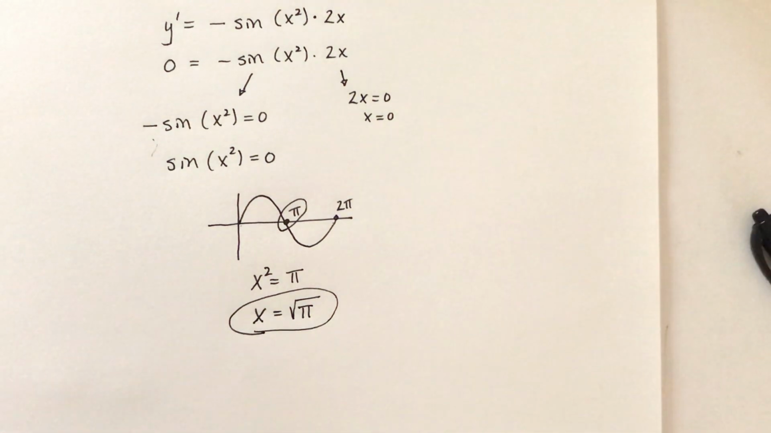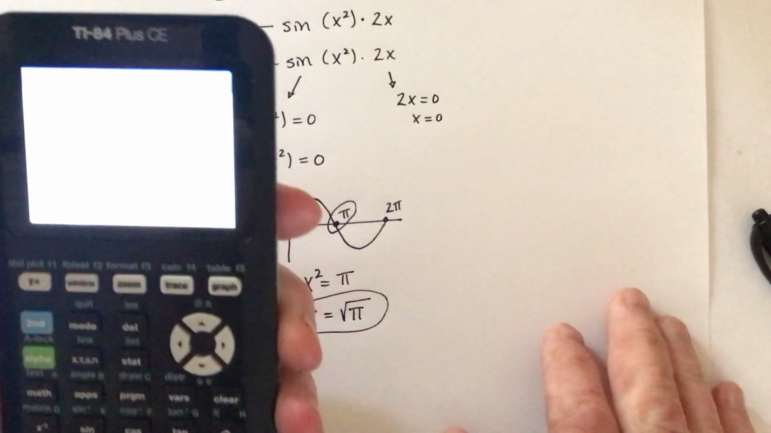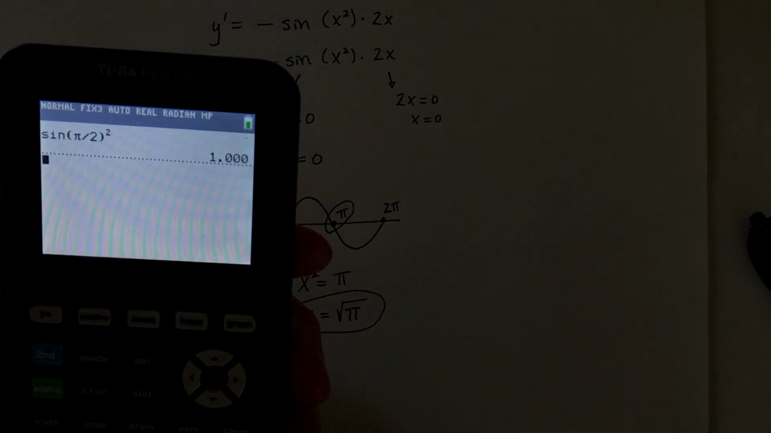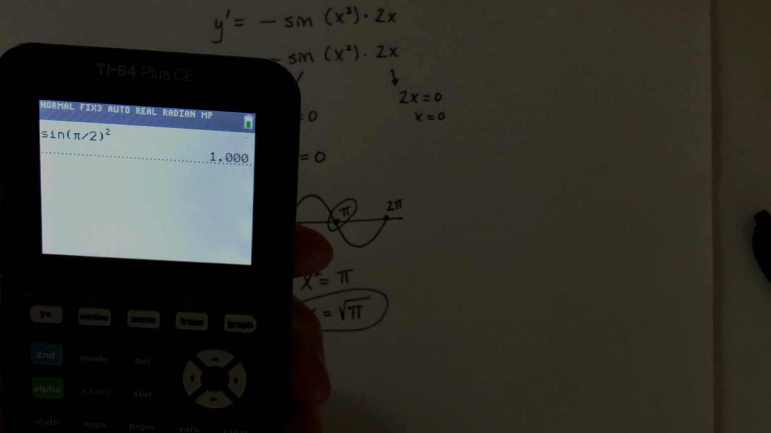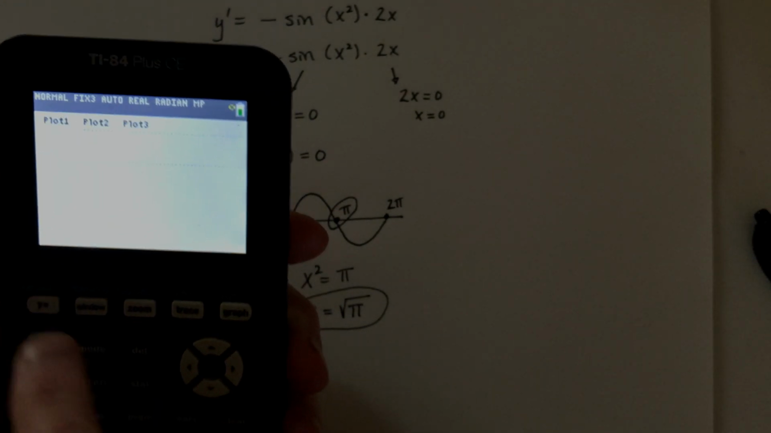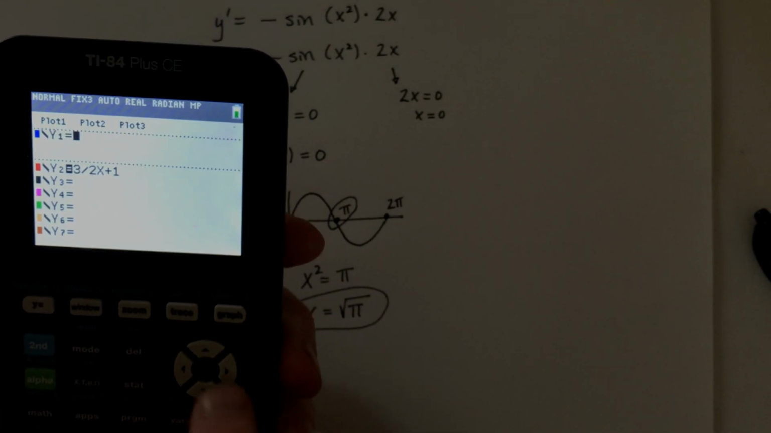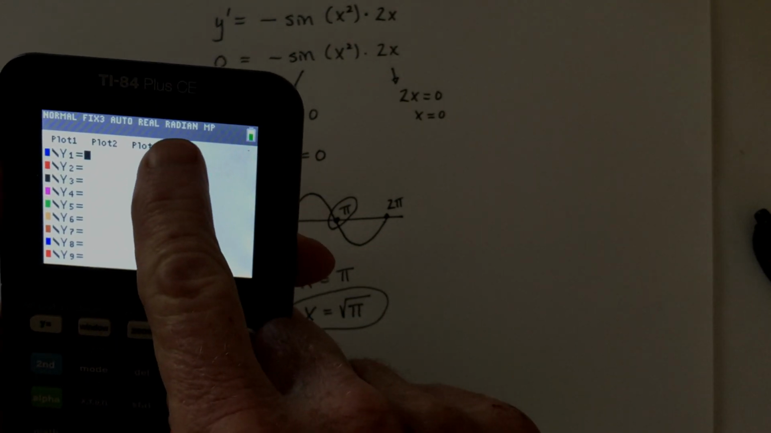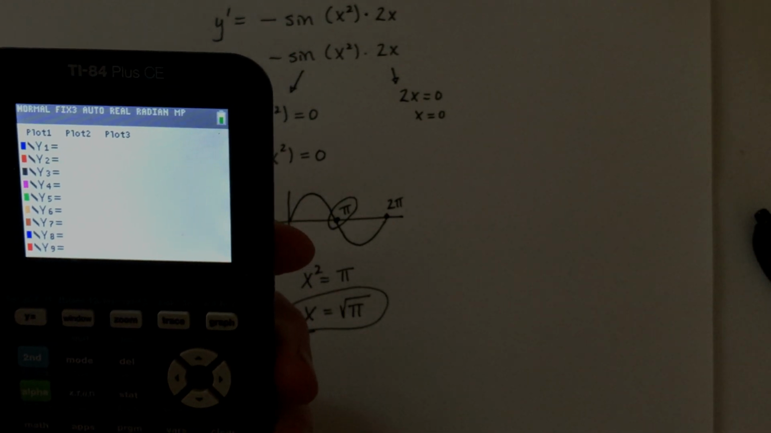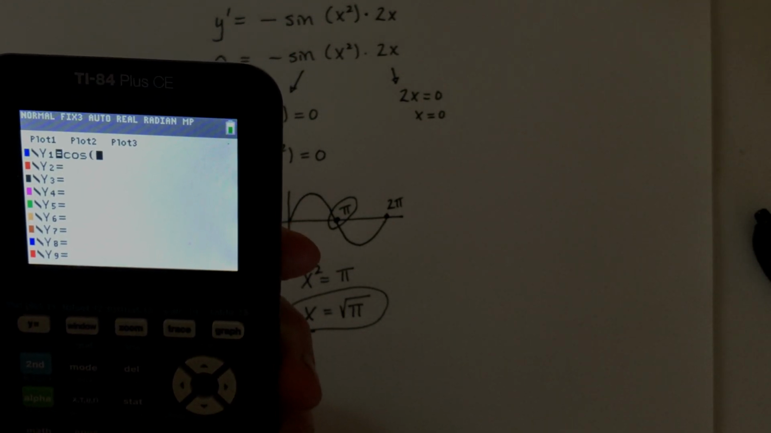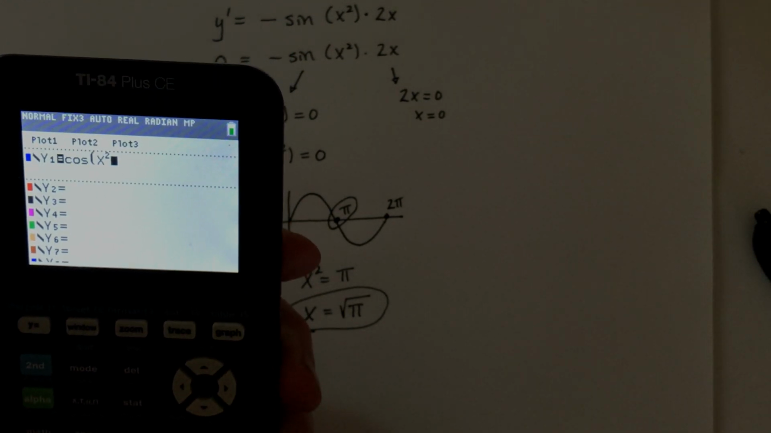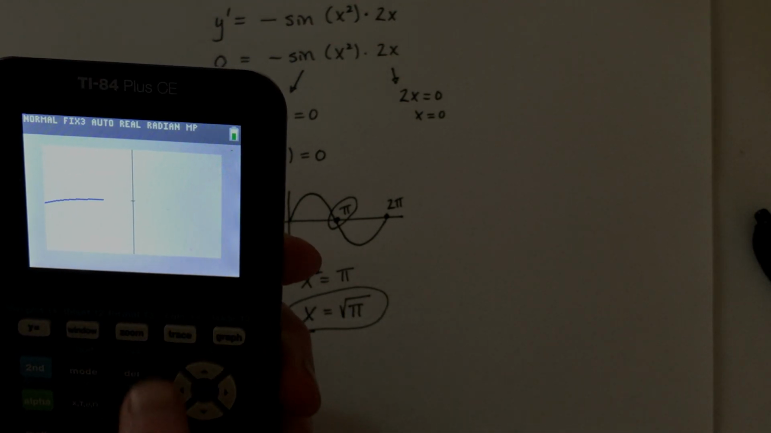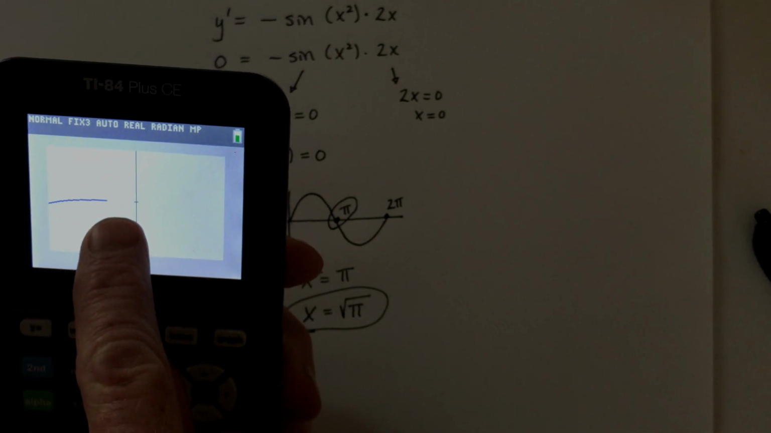Now I want to use my fancy calculator and see if that's correct. So I will change the contrast and then graph the original function and make sure that it's in radians. So the original function was cosine of x squared. And then I'm zoomed in too much. Hey, do you see that right there?